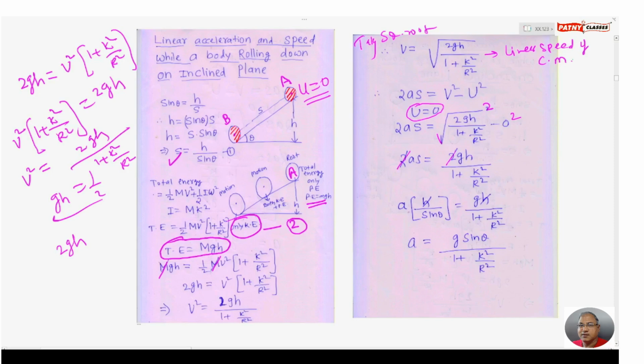We get a times s, where s is nothing but h upon sin theta. Putting the s value here, a times h upon sin theta equals gh upon 1 plus k square upon r square. h and h get cancelled on both sides. So we get a equals, with sin theta going up, a equals g sin theta upon 1 plus k square upon r square. This is nothing but the expression for the linear acceleration of the rolling body.